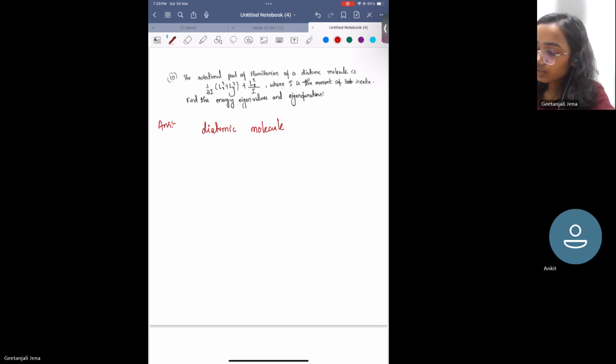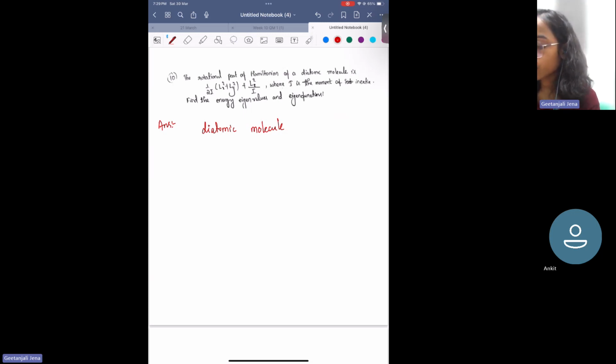Right? So now let us see what we can get. H is given by 1 by 2I times (Lx square plus Ly square plus Lz square by I). So now you know the eigenvalue for L square and Lz. So here Lx square plus Ly square is given.